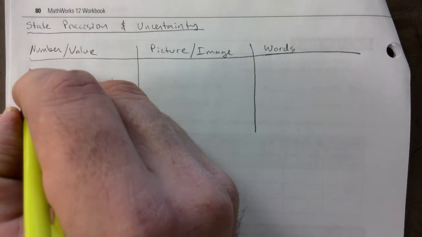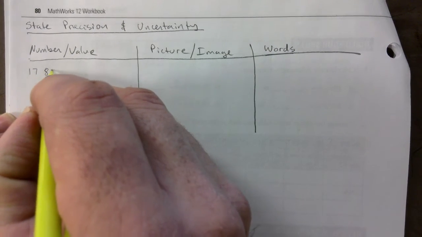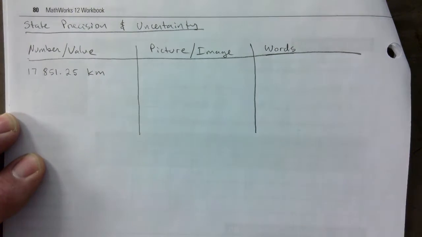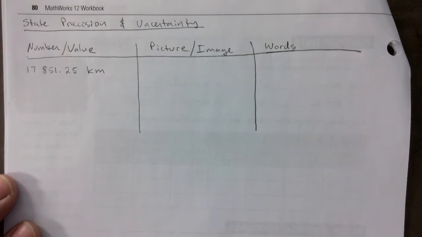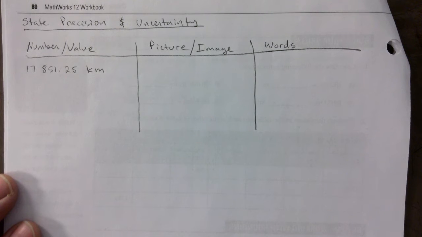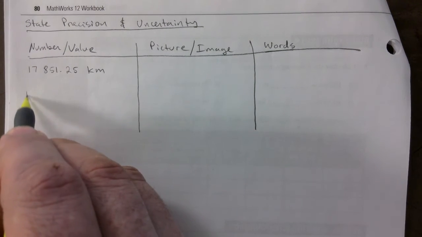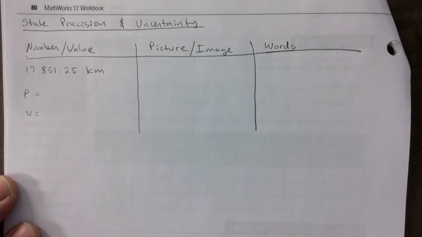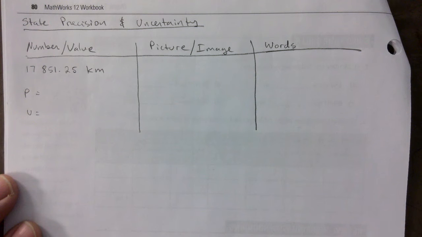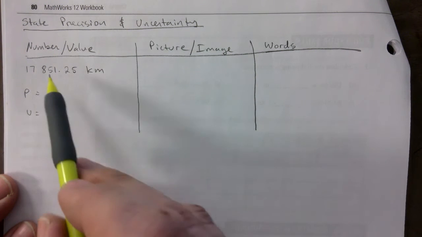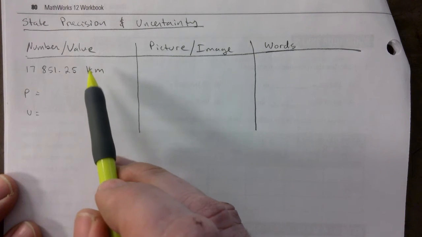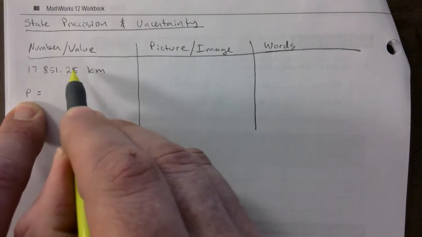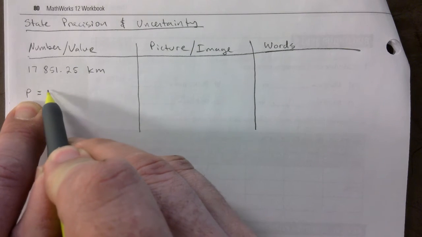So let's say you're given a measurement like this: 17,851.25 kilometers. And I'm going to ask you, state the precision and the uncertainty of this measurement. A device has been used to measure this. To come up with this, you use some kind of device. So the precision of this measuring device, we're just assuming, is to the nearest what?